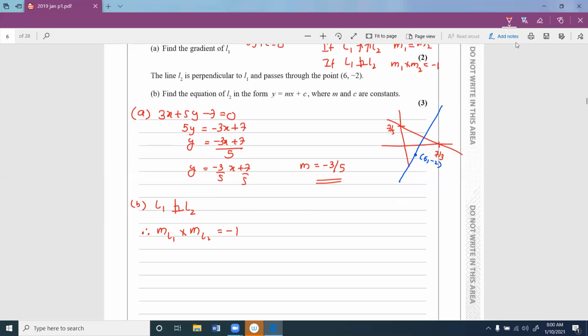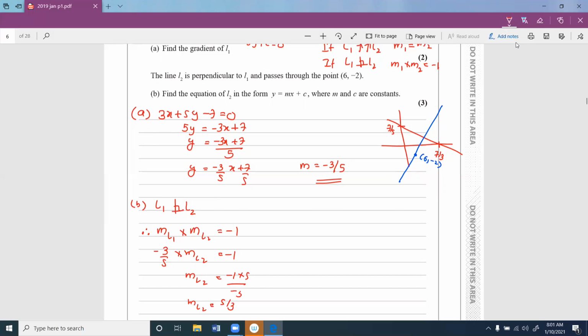For the moment, we know the gradient of line L1. Minus 3 over 5 times gradient of L2 is equal to minus 1. With that, you can find the gradient of L2 is minus 1 times 5 divided by minus 3. Then you can say gradient of L2 becomes 5 over 3. Now you can understand to find the equation of a straight line, what are the facts we need to know? We should know the gradient and we should know one coordinate.